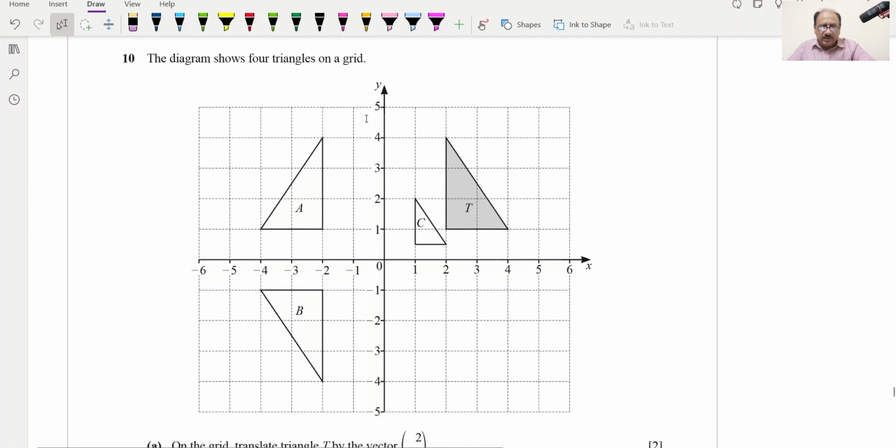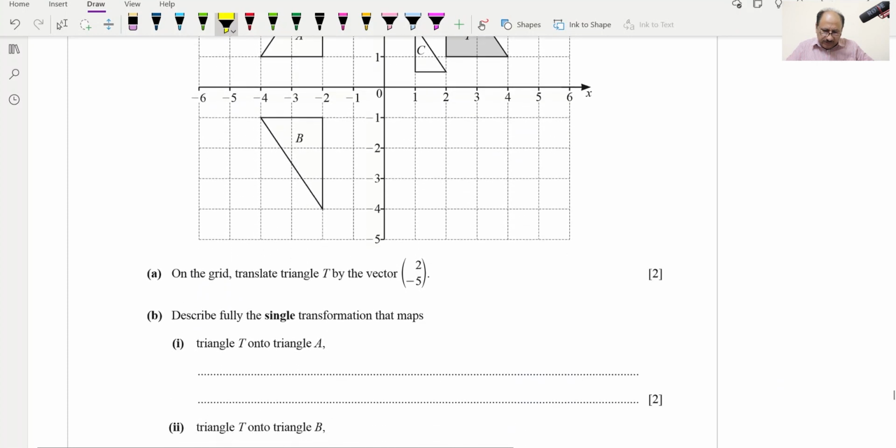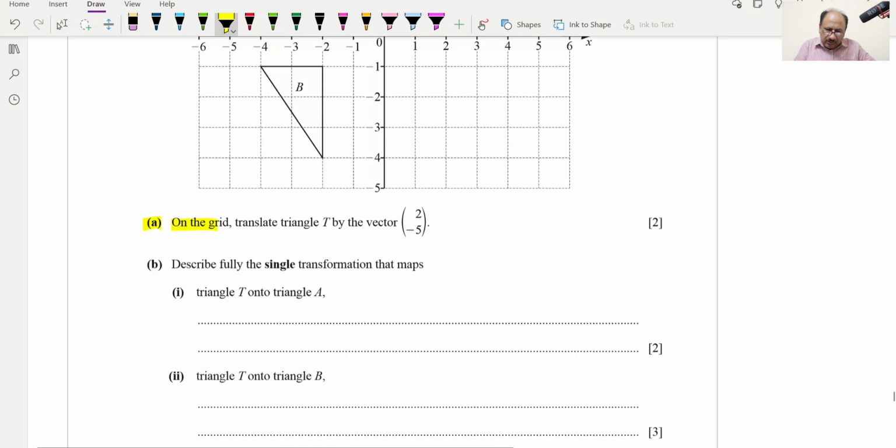Now question number 10. Question number 10 is transformation question, and this is the last question of this exam paper. The diagram shows 4 triangles on a grid. We have seen these 4 triangles A, B, C and T, and A part on the grid translate T by vector 2 and minus 5. This is 2 marks question.